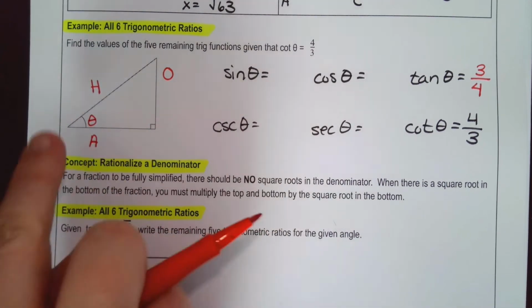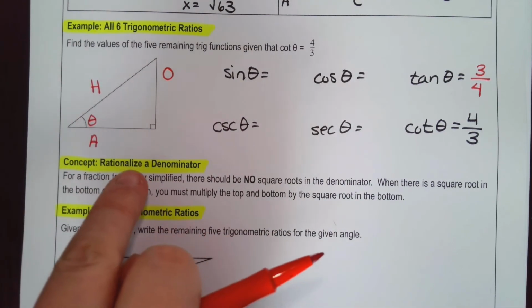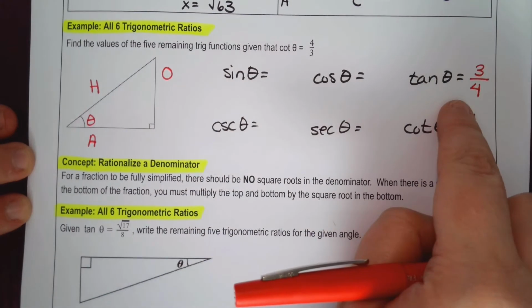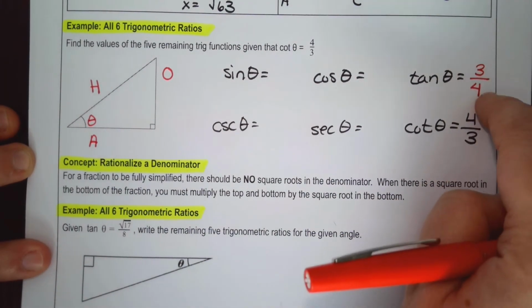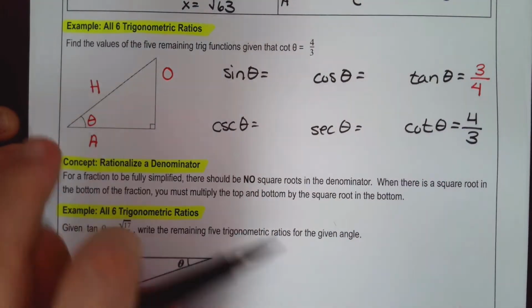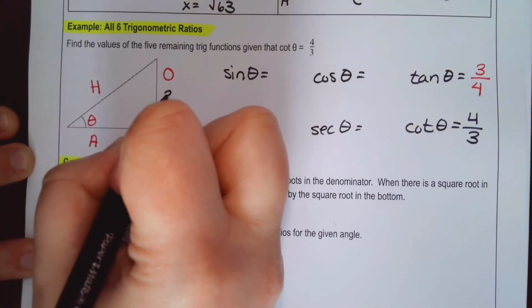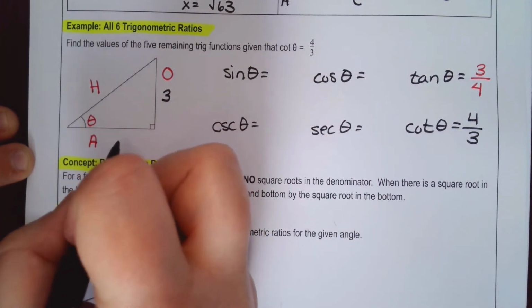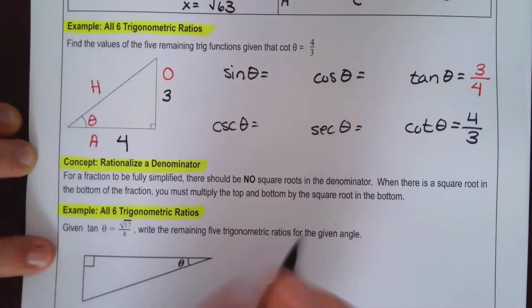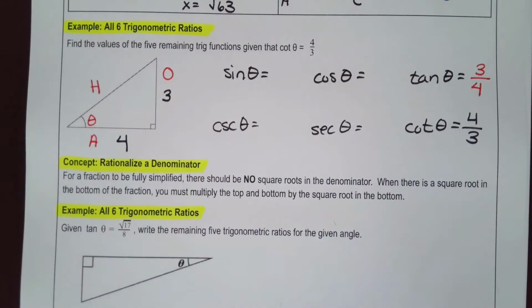We now need to find the others. Well, let's fill in our right triangle. Tangent is opposite over adjacent. So my opposite side is 3. My adjacent side is 4. We now need to find the hypotenuse. And to do this, to find our hypotenuse, we're going to use the Pythagorean Theorem.